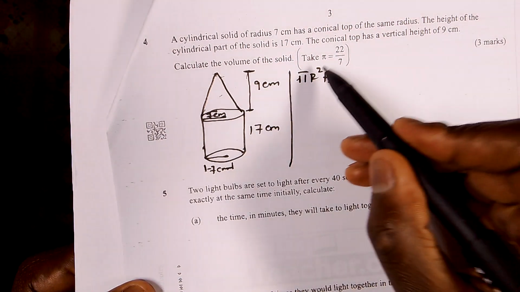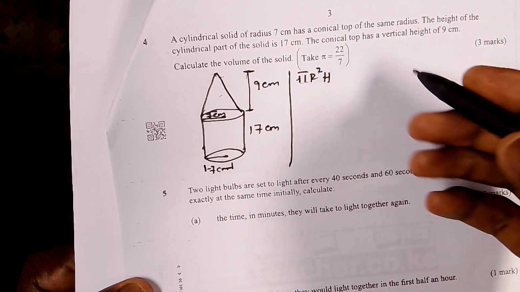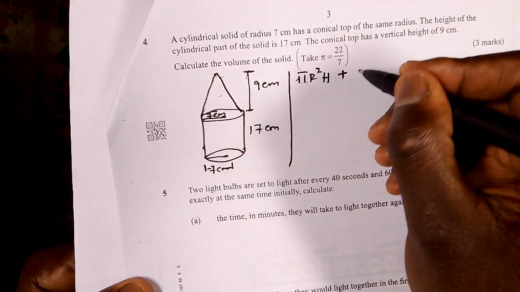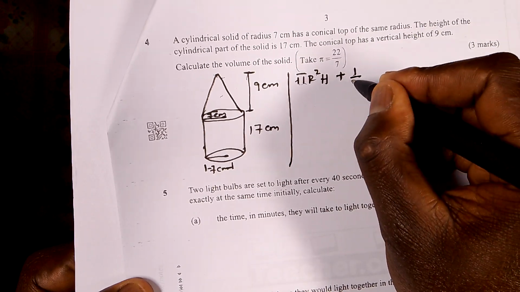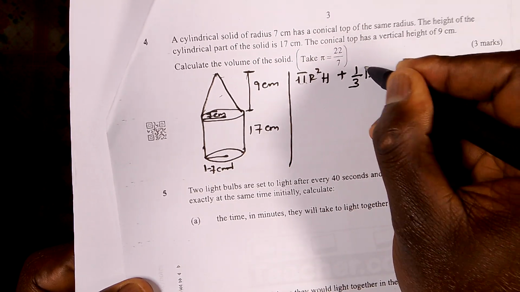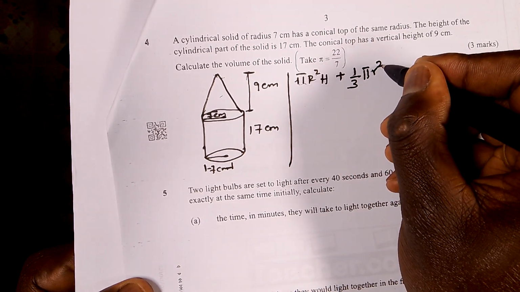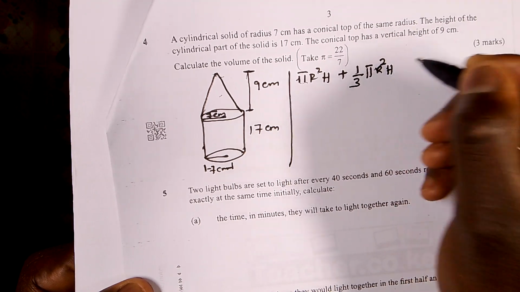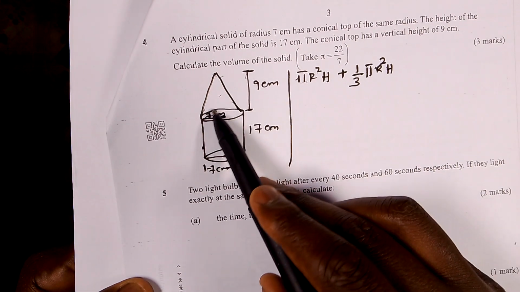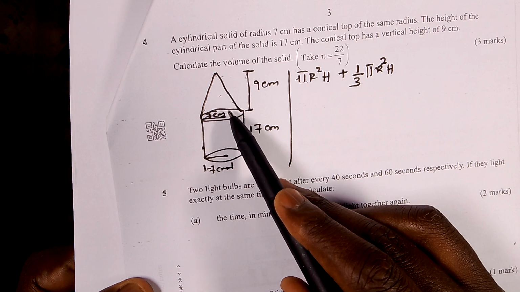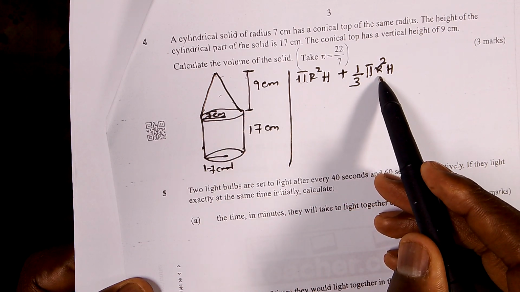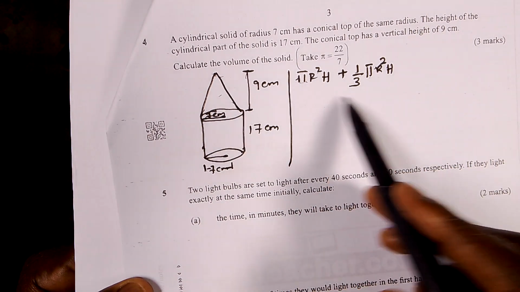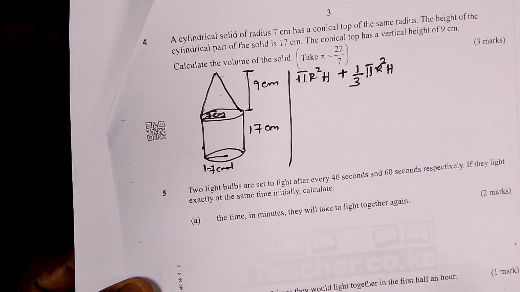That is the formula for finding the volume of a cylinder, plus the volume of a cone, which is a third of the base area. The base area of a cone is a circle, that is why it is pi r squared, then multiplied by h. By doing this, we will have determined the total volume.